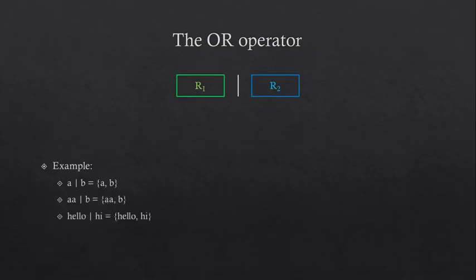Similarly, in the second example, if we take the one from the left, we get the string AA, or if we take the one from the right, we get the string B. In the third example, we might get hello or we might get hi, depending on which one we choose. This binary operator can be extended and will work with three or more operands. In this example, 0 or 01 or 001 gives us three strings. We might take 0, or we might take 01, or we might take 001.